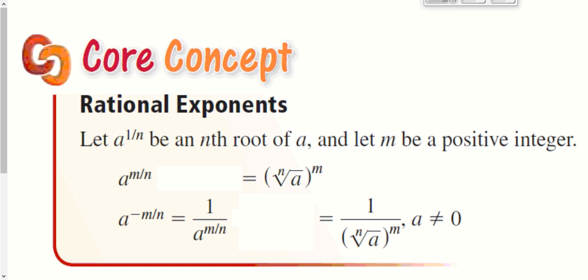Those are some extra problems. I'm not going to go through those. But now let's look at rational exponents. Let a to the 1 over n be an nth root of a, and let m be a positive integer.